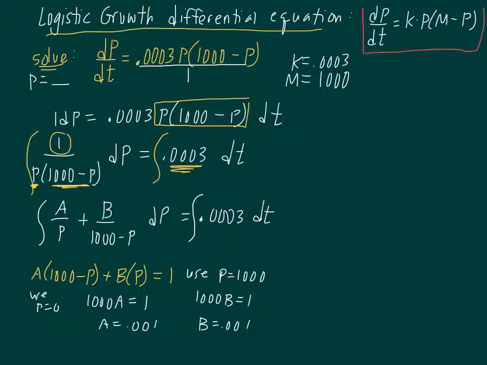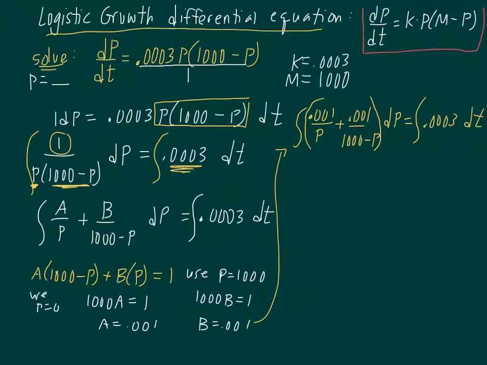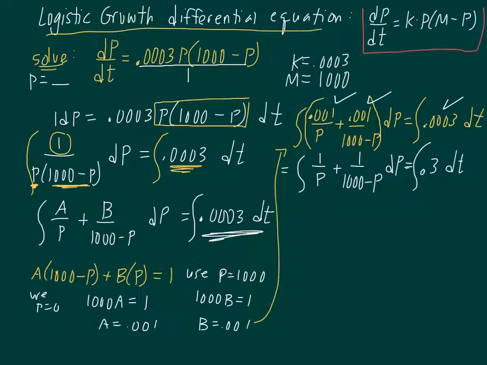So from there, what we're really looking to integrate is this. So we substitute in and carry over the right-hand side from before. So what we now have is 0.001 over p plus 0.001 over 1000 minus p. Okay, well, we see a lot of small numbers in here. It would be a lot easier if we multiplied all of these pieces by 1000 to give ourselves easier numbers to work with. So let's do that. Okay, so from there, we have a 1 over p plus a 1 over 1000 minus p dp. And on the other side, we'd have 0.3 left. Again, we just multiplied everything by 1000.